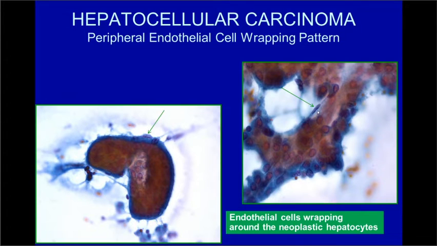Here's another example. It's not as round. We see more of a widened trabeculae, but here along this edge, we can see the flattened endothelial cell. And if you see this finding in an aspirate of a liver mass, it is essentially pathognomonic for hepatocellular carcinoma. You can make the diagnosis of malignancy, and it would indicate hepatocellular carcinoma.